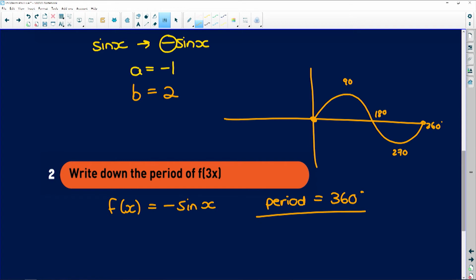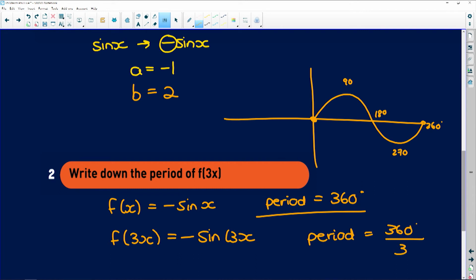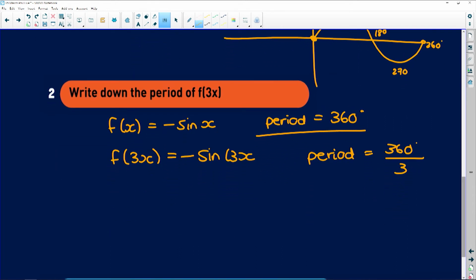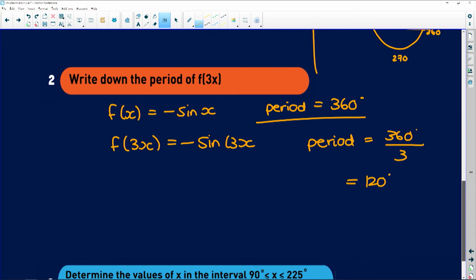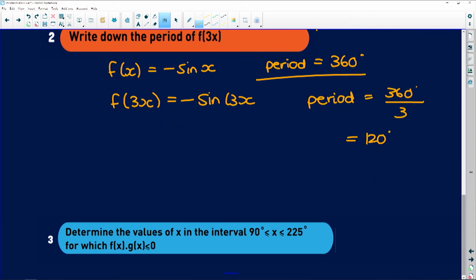If it's f of 3x, you should know automatically, guys, negative sine of 3x, which means that the period is 3 times less than the original graph that we're dealing with. So the period of f of 3x is equal to 120 degrees. Okay, you guys must know that. If your period changes, it's because of this number being multiplied by the angle. You take the original period and you divide it by that number.